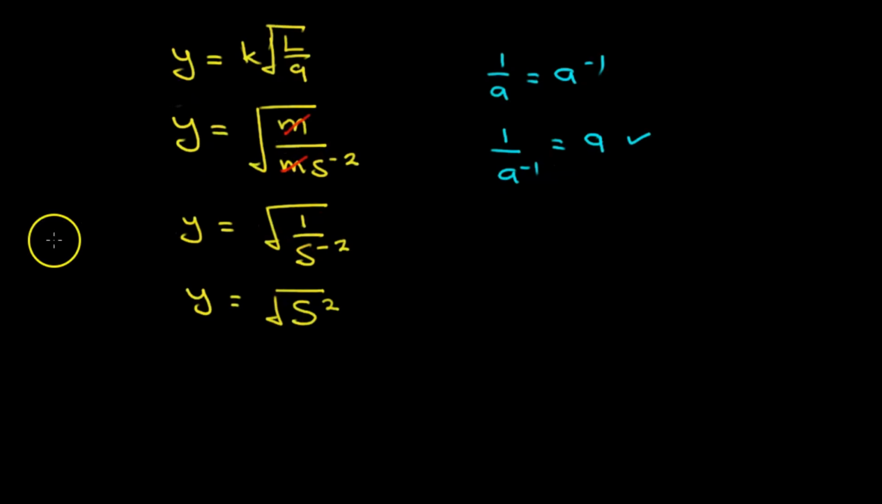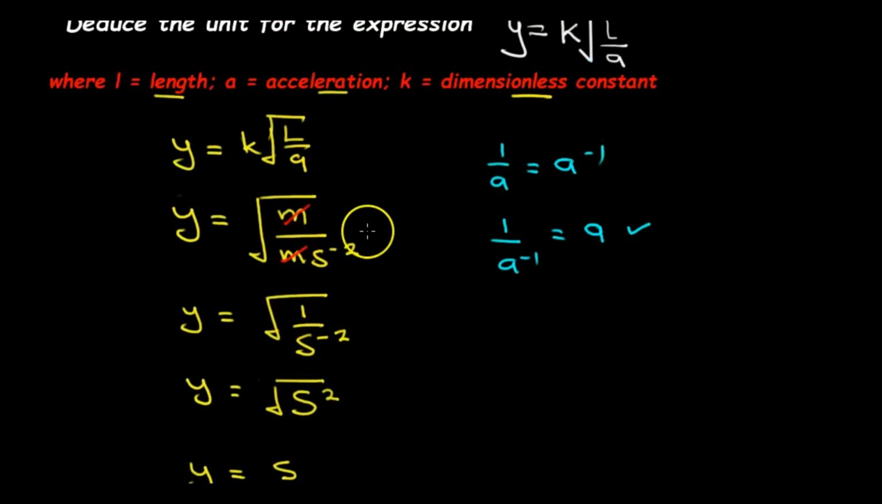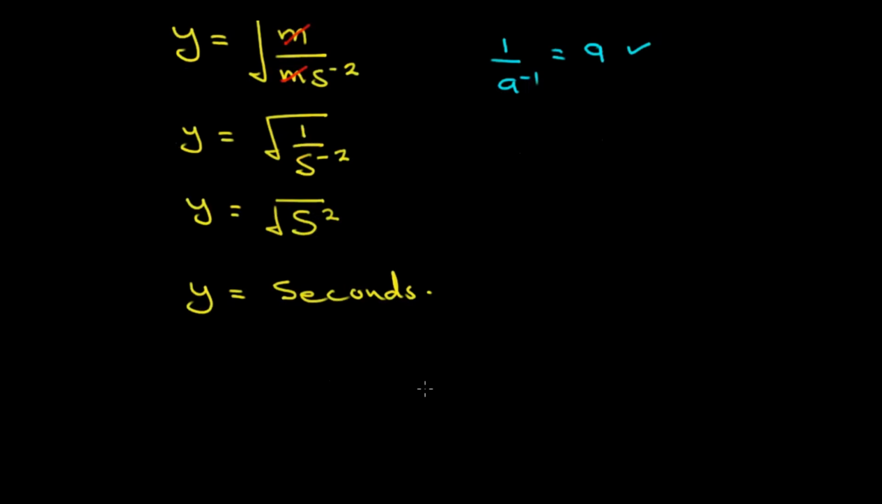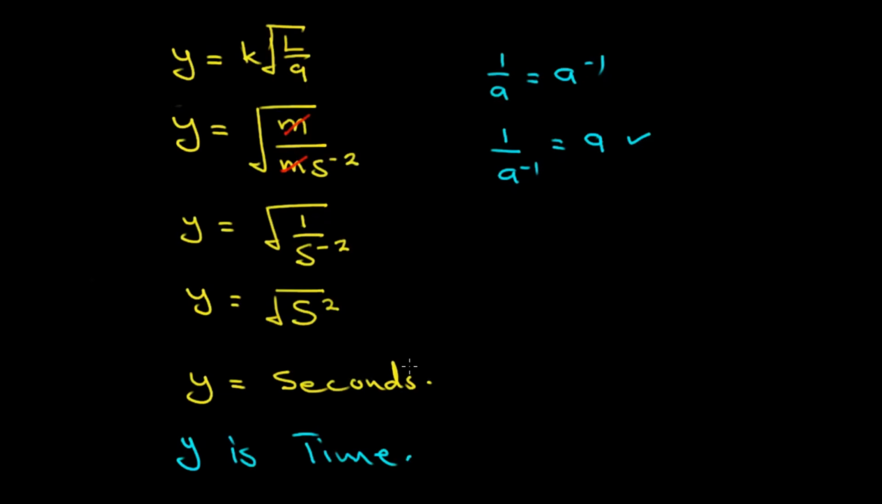Good. So if we are having y to be equal to square root of s raised to the power 2, what is the square root of that? The square root of that will be s. So this is telling us that the unit of this expression is seconds. So if the unit of the expression is seconds, then what is this quantity y? So y is time, right? So that is easy and that is simple.